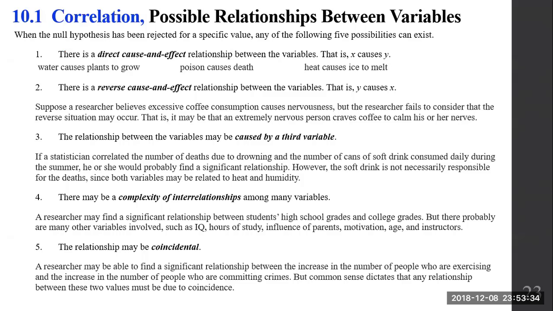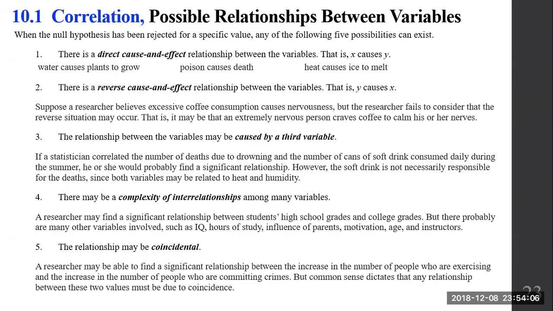When the null hypothesis has been rejected for a specific value, any of the following 5 possibilities can exist. Number 1, there is a direct cause and effect relationship between the variables, that is, x causes y. Examples would be water causes plants to grow, poison causes death, heat causes ice to melt. Number 2, there is a reverse cause and effect relationship between the variables, that is, y causes x.